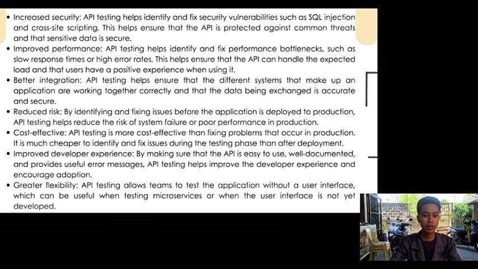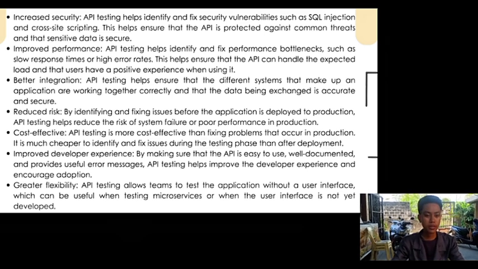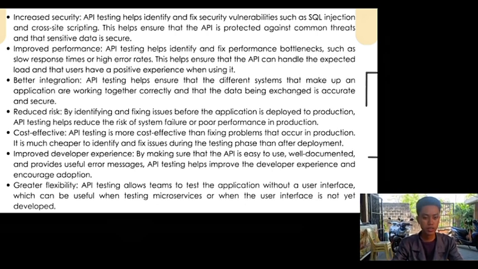Reduced risk: by identifying and fixing bugs before the application is deployed to production, API testing helps reduce the risk of system failure or poor performance in production. Cost effectiveness: API testing is the most cost effective way of fixing problems that occur in production. It is much cheaper to identify and fix issues during the testing phase than during development.